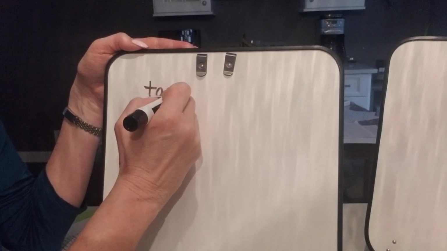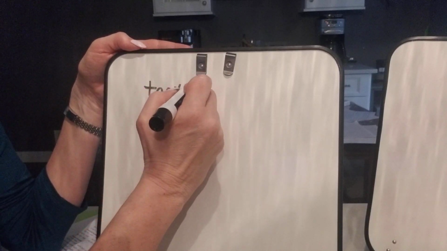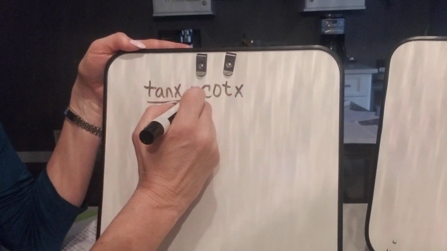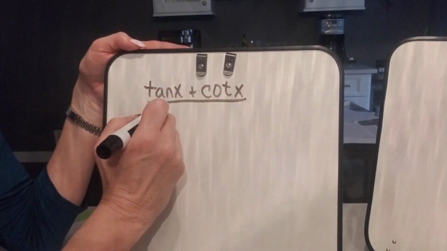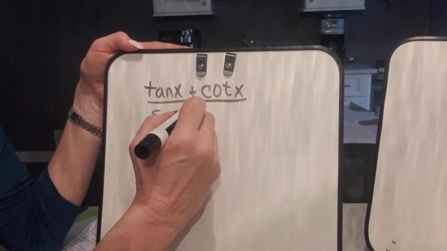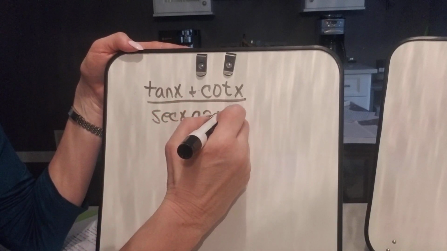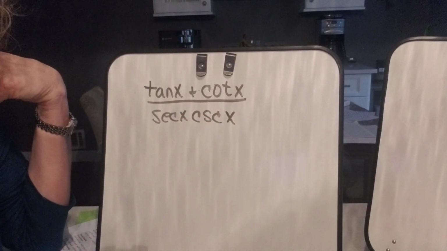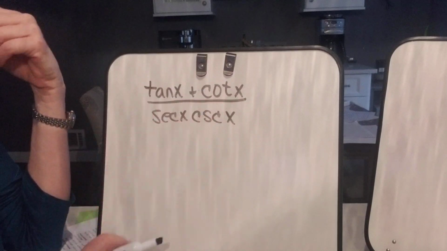(Tan x + cot x) over (sec x csc x). Okay, first and foremost, what I'm going to do is change everything.